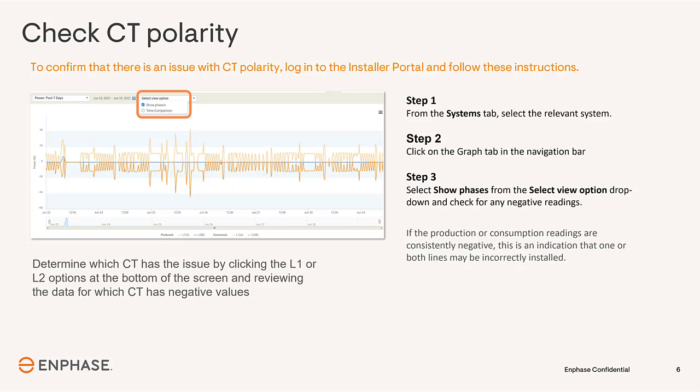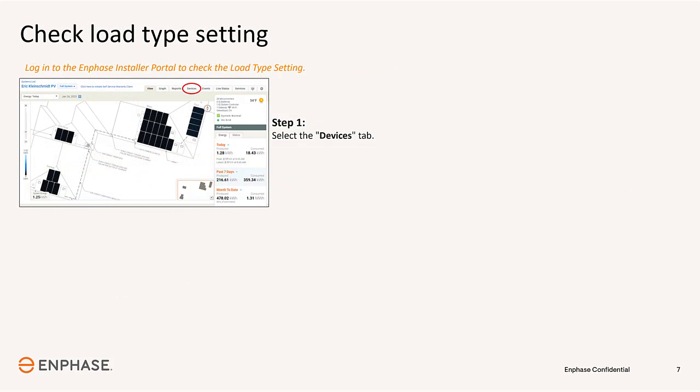If you see negative values, check to see which consumption CT is the one affected by clicking on the L1A or L2B option at the bottom of the screen. The affected CT will have data that shows a negative number. Once you've determined that there is an issue, check to see if the CT location setting has been set correctly. Verify that the consumption type is set correctly for your installation.